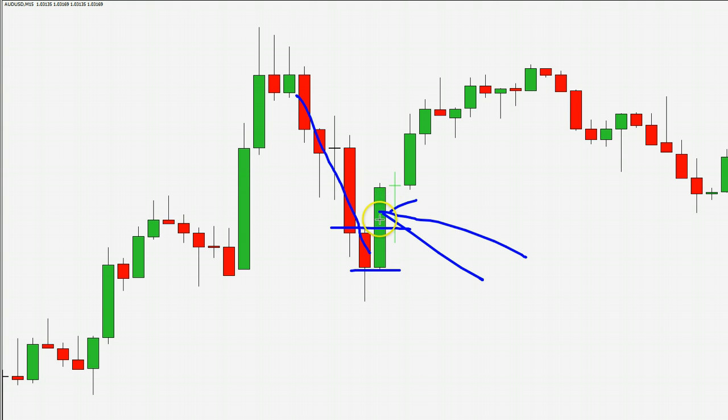For your entry, there's 2 ways to enter it. You could either enter as the price is breaking this level, or you could enter on the close. Obviously, you're going to have a tighter stop loss if you enter on the break than if you enter on the close. But take a look at this just to give you some idea of how candles move.